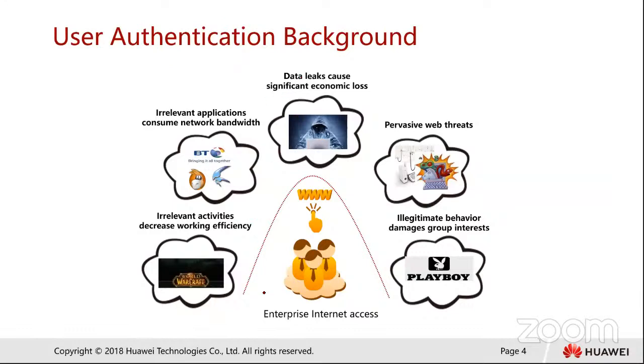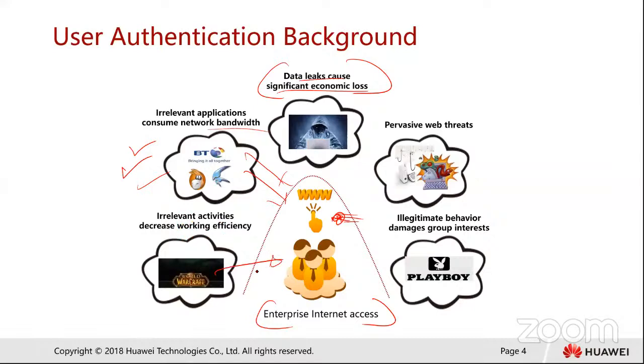Today, we have our enterprise internet access. We have different people trying to access, and we need to know who they are, because if there's data leaks, we're going to have significant economic losses. Irrelevant applications can consume network bandwidth. Like you're working, someone is busy downloading torrents and watching YouTube, and it's consuming all the bandwidth, and yet people who need to process payments are unable to do so. That's leading to economic losses to the company, or even irrelevant activities that decrease working efficiency.